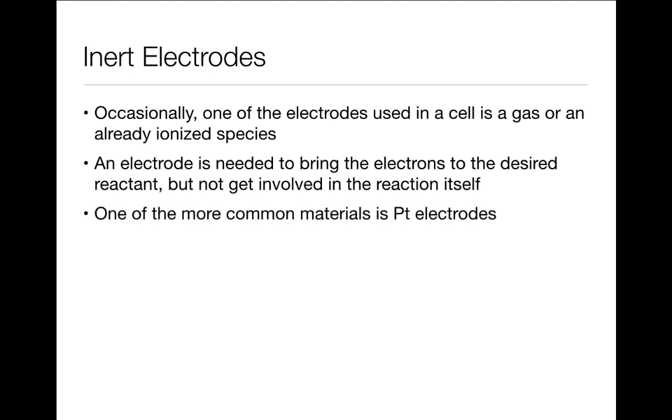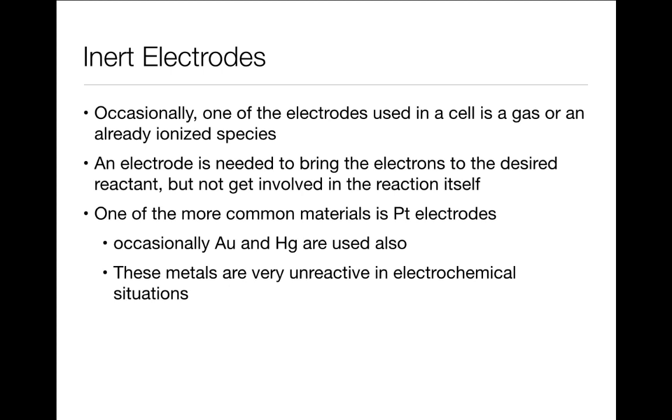Now, one of the more common materials that we use to do this is platinum. So we do have platinum electrodes, and occasionally gold or mercury are used as well. Now, the reason we would use these metals is that electrochemically they're very unreactive. They're extremely stable in electrochemical environments, and so we use them very commonly in order to react either with a gas or with an ion, but not react themselves. They just become a conduit for electrons moving one way or the other.